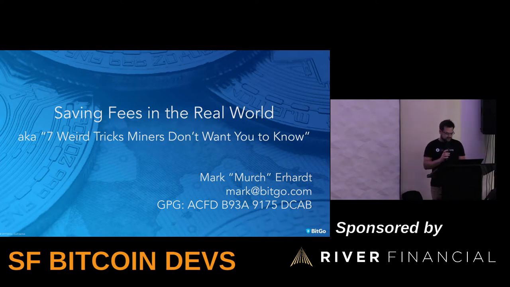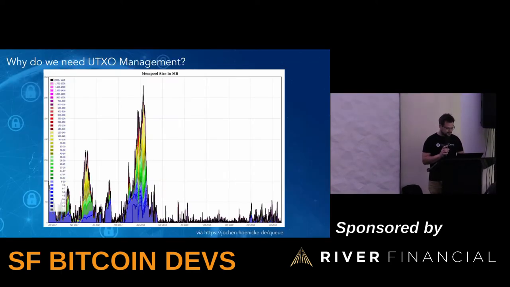And so we have a lot of those UTXOs floating about. Why should we be managing that? I want to motivate that a little bit. You might have seen a graph like this before.